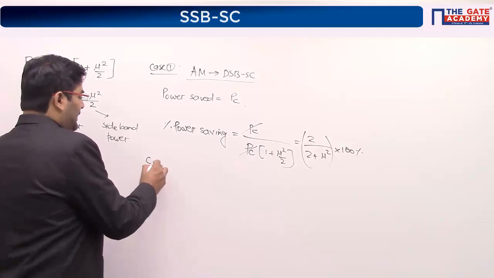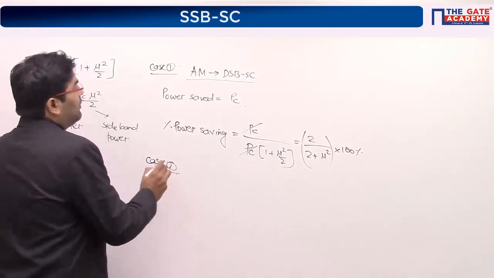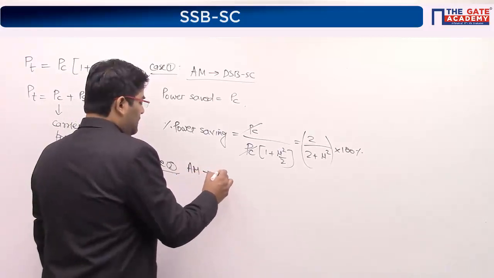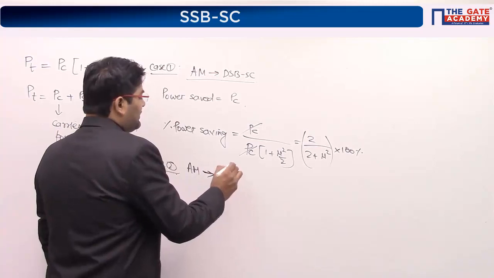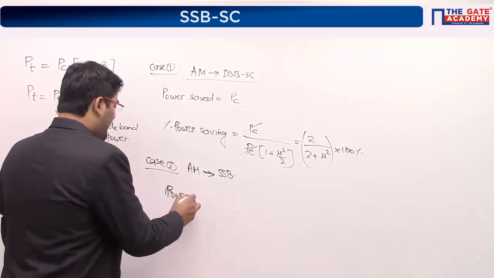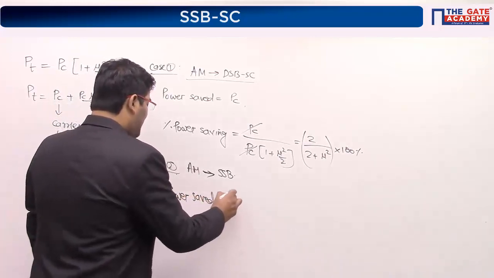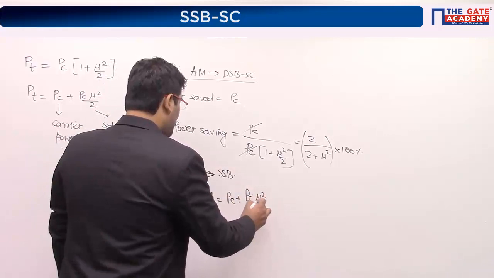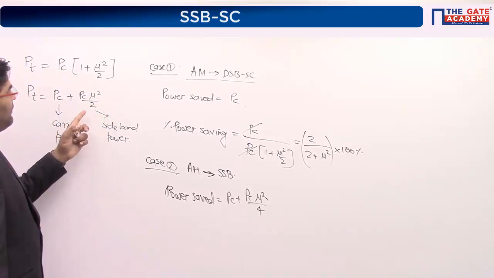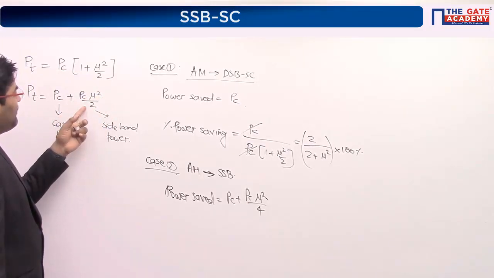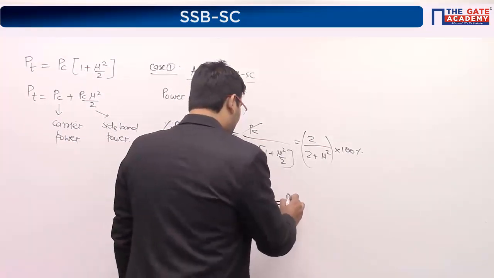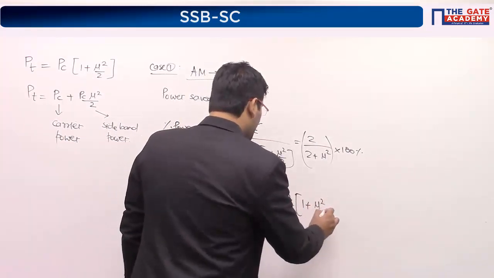That is case 1. Case 2, when you replace AM directly with single sideband. You know that in single sideband, you not only save carrier power, you also save power in one sideband. So it will be PC mu square by 4. Look here, PC mu square by 2 is the power for double sideband, so single sideband power will be PC mu square by 2 by 2, so PC mu square by 4. So I can write PC (1 plus mu square by 4).